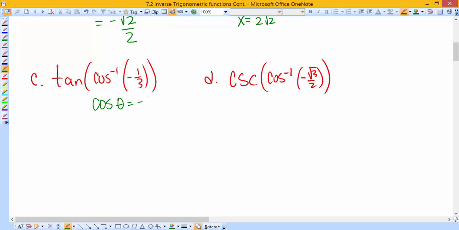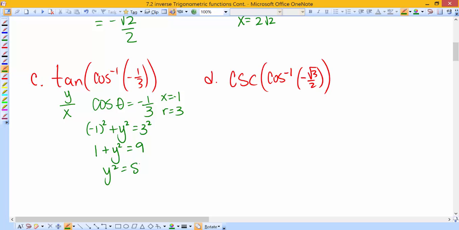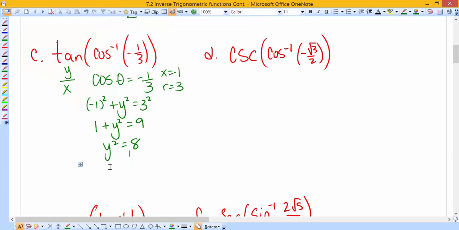Now C: cosine of theta equals -1/3. X is -1. R is 3. Tangent is y over x. We don't have the y value. So -1 squared plus y squared equals 3 squared. 1 plus y squared equals 9. Y squared equals 8. So we get the same thing. Square root, y equals 2 root 2. I'm not going to go over that again.